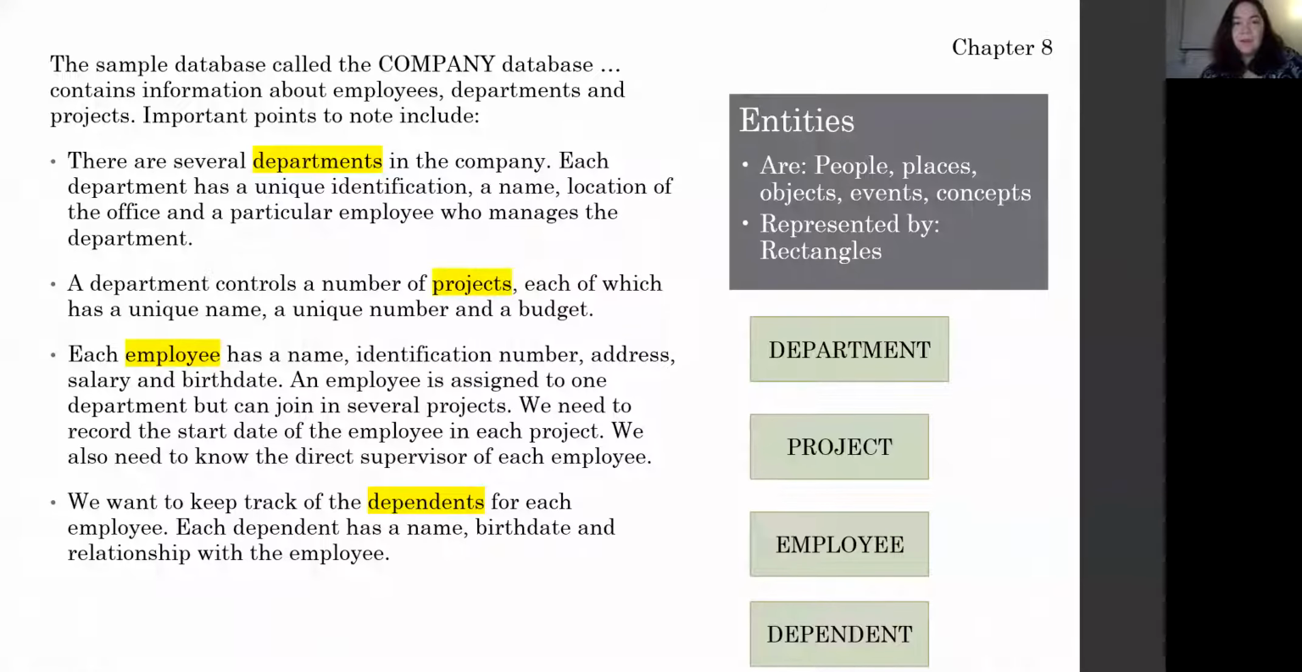Okay, so our first step is to consider the entities. Entities are actually fairly easy to identify usually. You're basically looking for the nouns. So in our example, I've highlighted our major entities here. We've got departments inside of the company. There's only one company. It's the company database. So that one doesn't count.